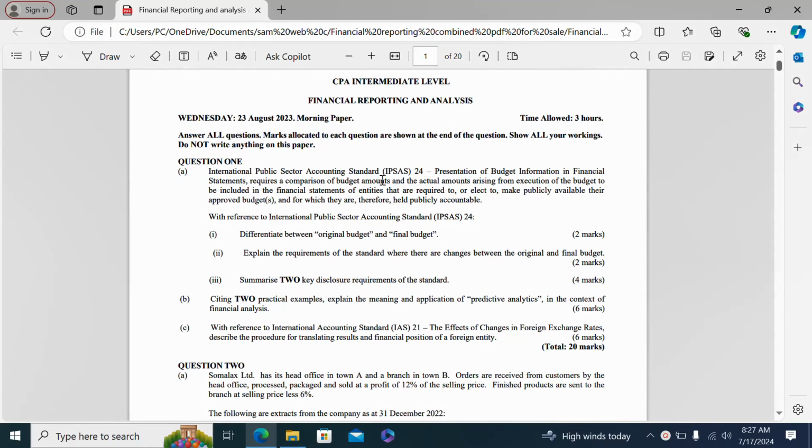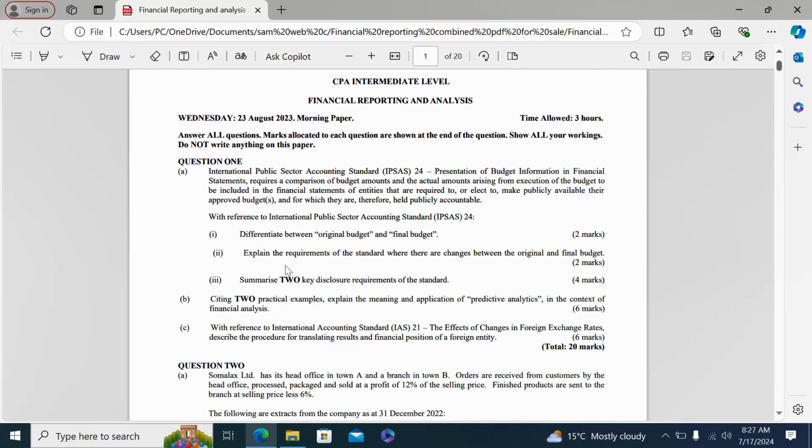International Public Sector Accounting Standard IPSAS 24, Presentation of Budget Information in Financial Statements, requires a comparison of budget amounts and the actual amounts arising from execution of the budget to be included in the financial statements of entities that are required to, or elect to, make publicly available their approved budgets and for which they are therefore held publicly accountable. With reference to IPSAS 24, differentiate between original budget and final budget.